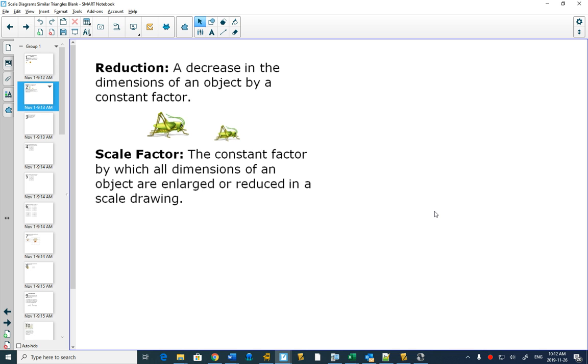Next, if you make something smaller, we call that a reduction. So there's space for you to write this one in as well. A decrease in the dimensions of an object by a scale factor. Okay? So there's a grasshopper, and everything has been cut in half. So it looks exactly the same. It's just been reduced by a constant factor. And that constant factor is called the scale factor. That's how much each of your dimensions are increased or decreased by.